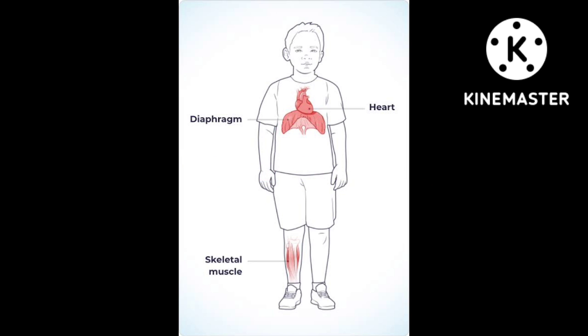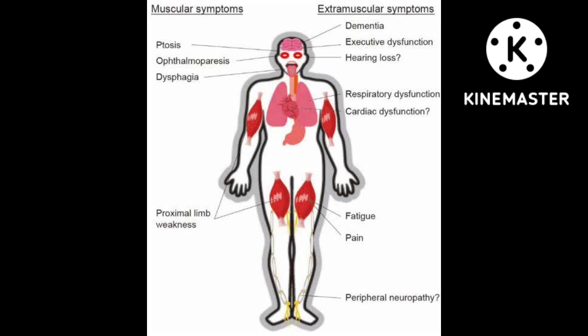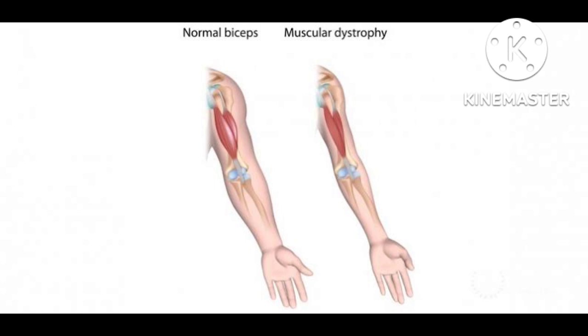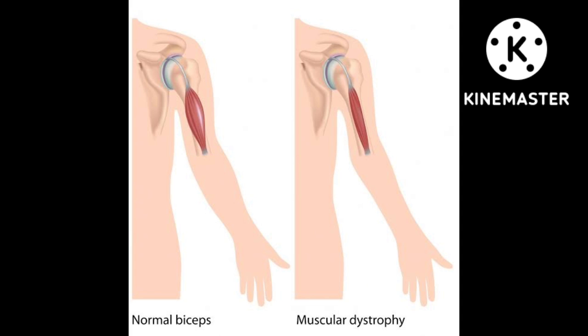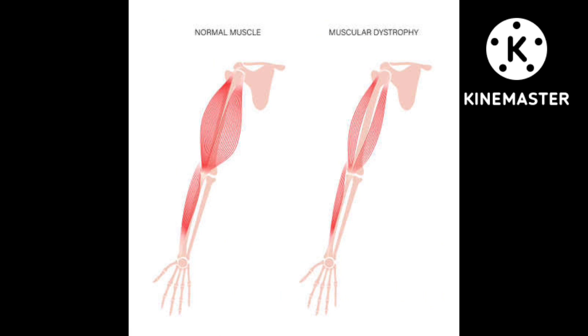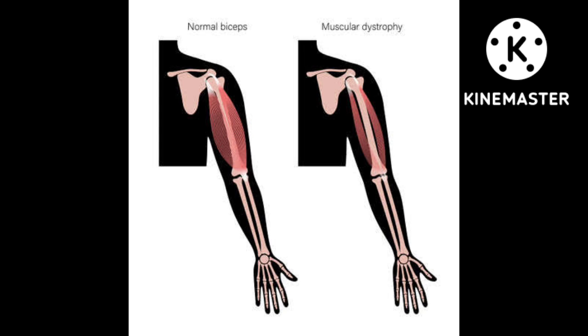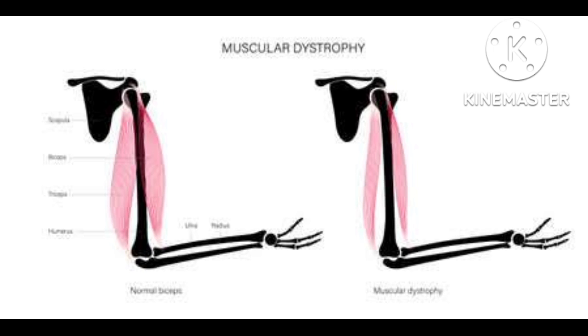So basically it's a group of diseases that cause progressive weakness and loss of muscle mass. In muscular dystrophy, abnormal genes, which are mutations, interfere with the production of proteins needed to form healthy muscle. There are many kinds of muscular dystrophy. Symptoms of the most common variety begin in childhood, mostly in boys. Other types don't surface until adulthood.